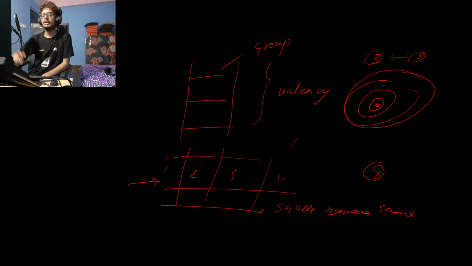That will come later. But these are a few characteristics of the modern periodic table. If elements are in the same group, they'll have the same valency. And if the elements are in the same period, they'll have an equal number of shells. The number of orbits or shells will be equal. So these are some of the features of the modern periodic table that we have right now.